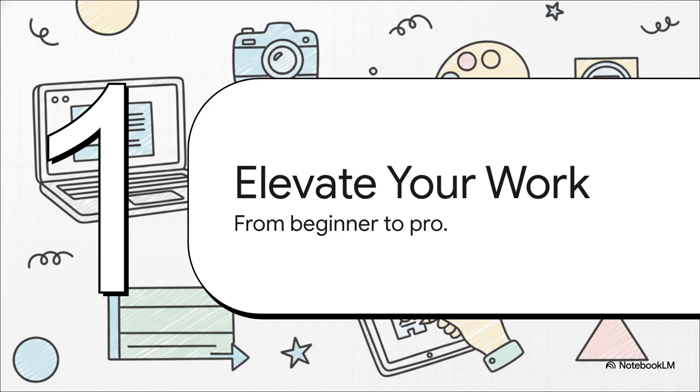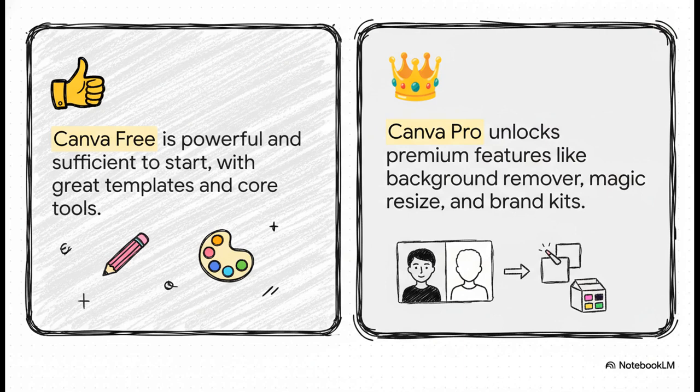Okay, so you've made your first design. It's looking great. Now, how do we take things from good to truly professional? Let's look at a couple of ways to really elevate your work. So first up, it's worth knowing there are two versions. The free version of Canva is incredibly powerful. Honestly, it's more than enough to get started. But if you find yourself creating a lot of stuff, the pro version unlocks some total game changers, like the one-click background remover. For thumbnails, that tool is a massive time saver.